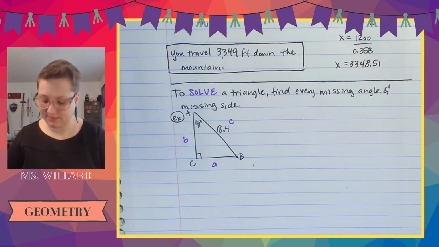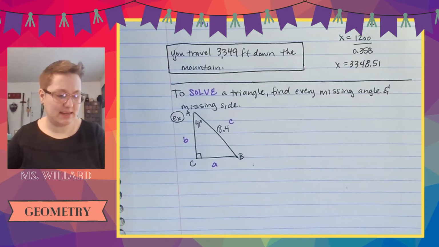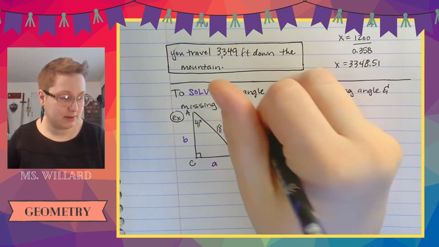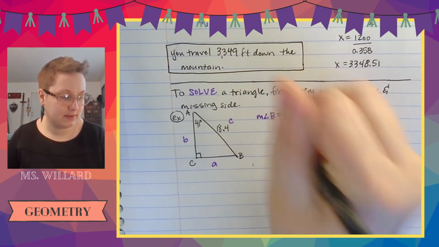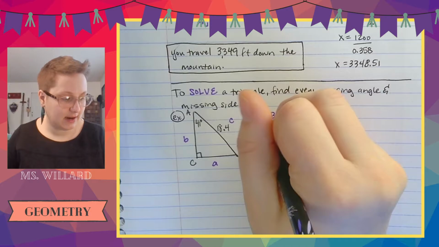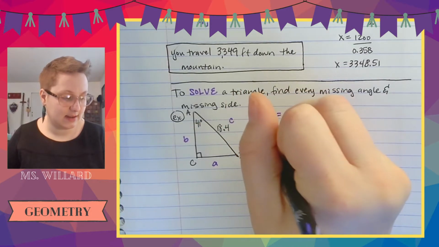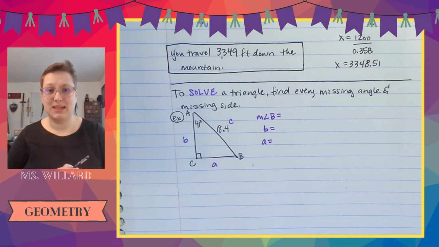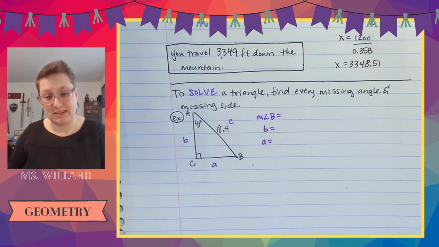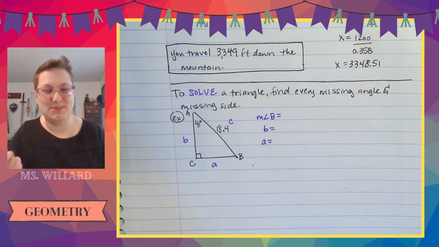So let's get started. Here are the 3 things I need to find. I need to find the measure of angle B, I need to find side length B, and I need to find side length A. Those are the 3 things I need to find. One of those I'm already done with, basically. Not actually, but almost.